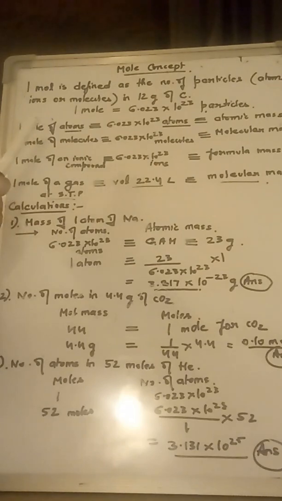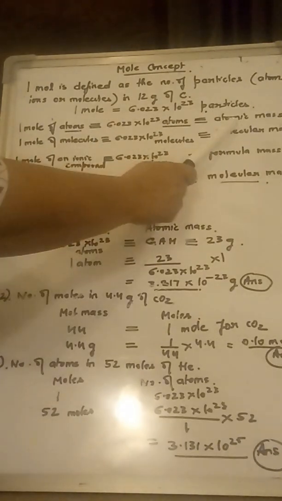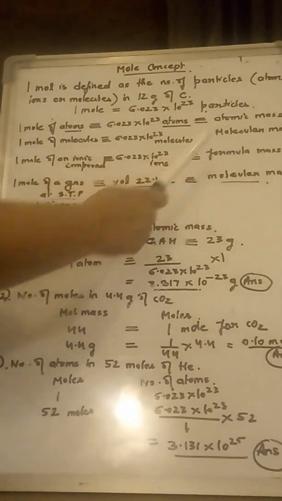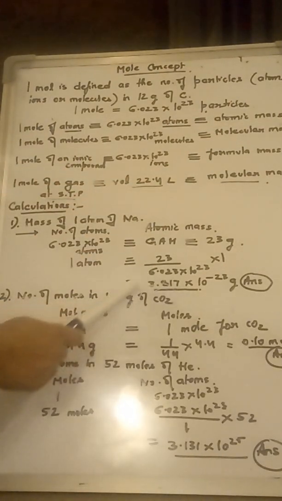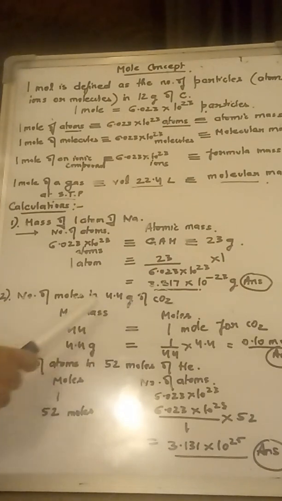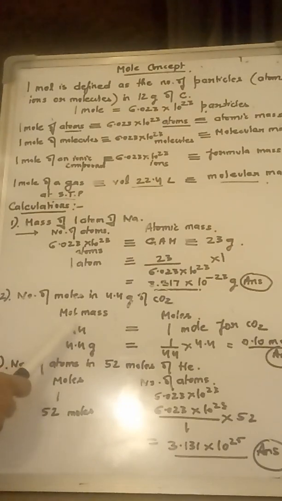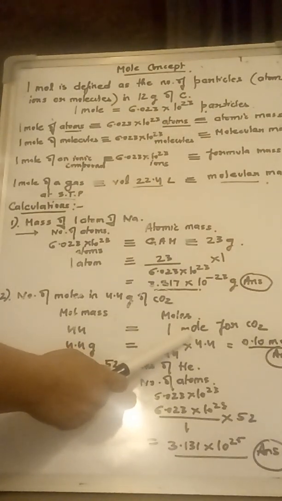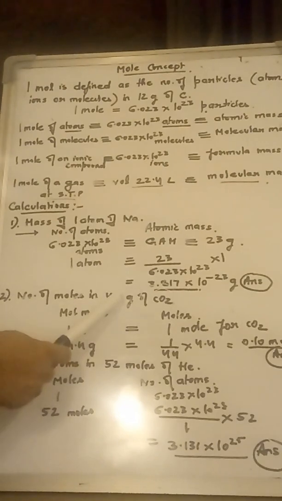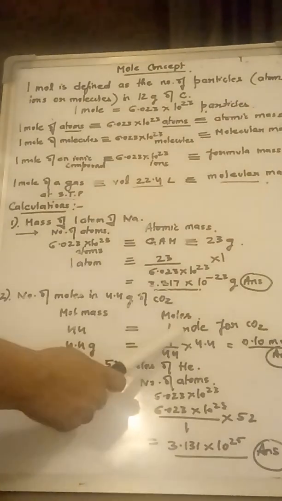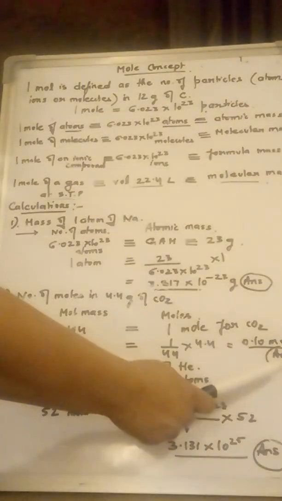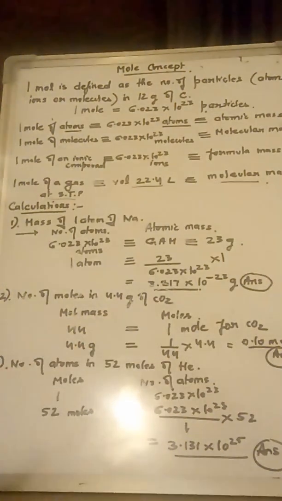You know that for a molecule, 1 mole of molecules is equal to its gram molecular mass. What molecule is being discussed here? CO2. You know that the gram molecular mass of CO2 is 44 gram. So 44 gram of CO2 makes its 1 mole. And how much mass is given for CO2? 4.4 gram. So 4.4 gram of CO2 will be equal to how many moles? You can find out from the relation, and the answer is 0.10 moles.